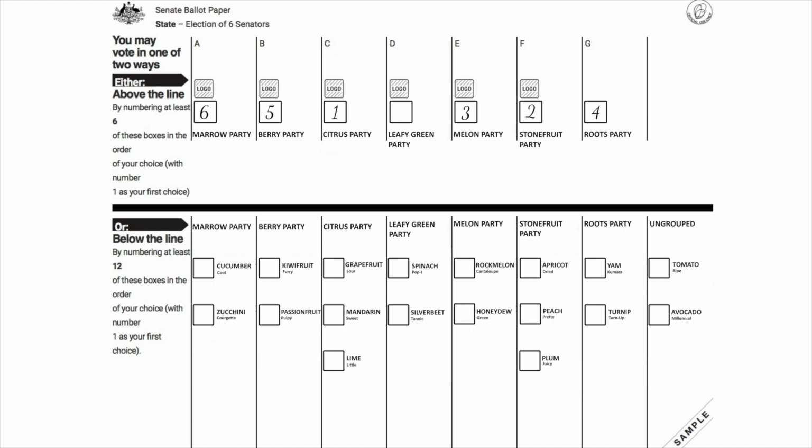And what you'll see if I actually have both above the line and below the line up at the same time is that I've had to now go through and put the Marrow Party down in my above the line voting, but I didn't have to do that when I did below the line voting because I was actually able to get to 12 boxes filled faster than I was with getting to 6 boxes in above the line voting.